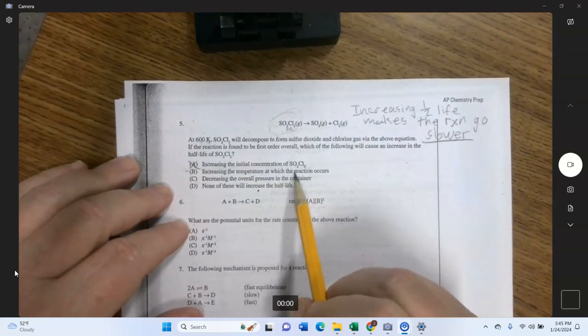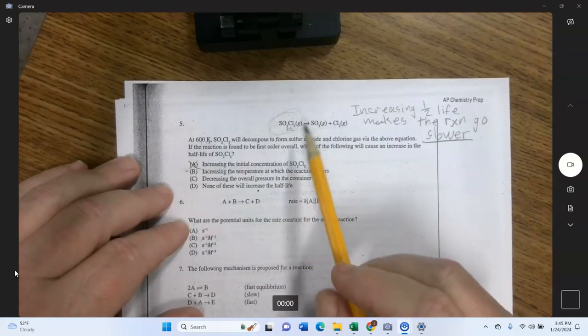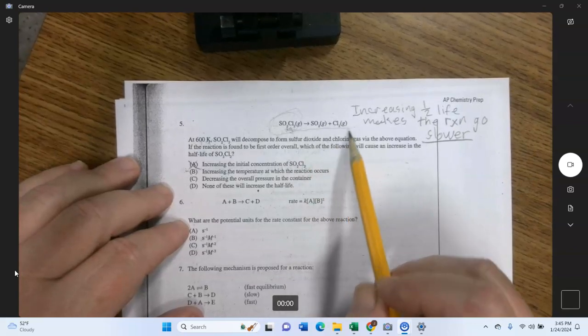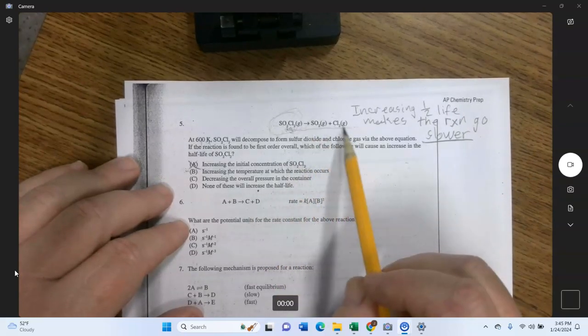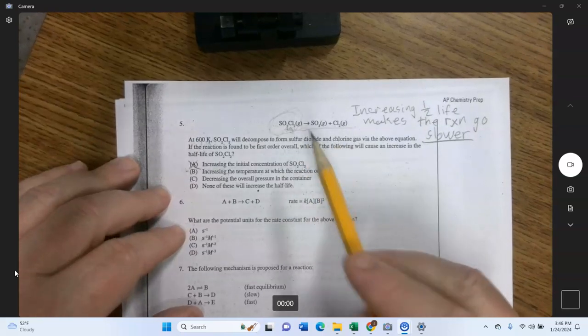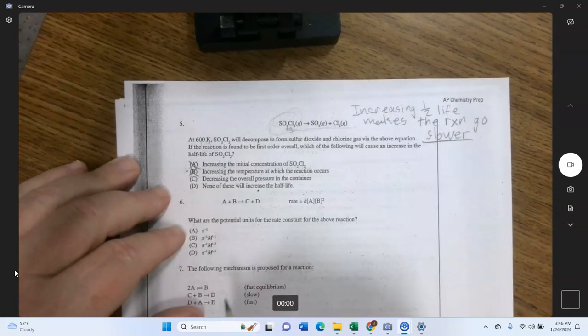Increasing the temperature at which the reaction occurs. If you increase the temperature, and we're assuming that most reactions go faster with increased temperature, then that's going to speed up the speed to the right, not slow it down. We're looking for one of these that's going to make it go slower. So we're going to eliminate B.